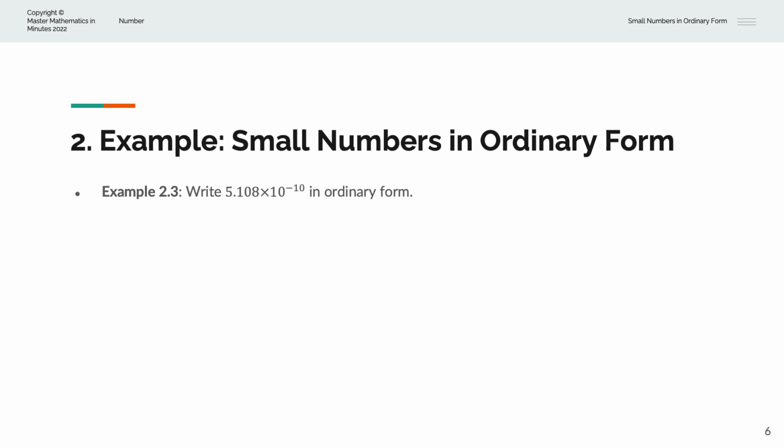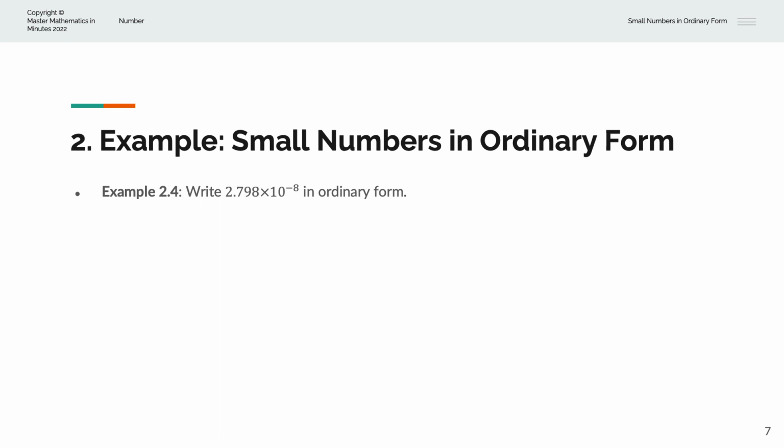In the third example, we're asked to write 5.108 times 10 to the power of minus 10 in ordinary form. So with 5.108 times 10 to the power of minus 10 is equals to 0.0000000005108. So if the decimal is between the digits 5 and 1, multiplying by 10 to the power of minus 10 is where we move the decimal to left by 10 digits. So with 1 and 9 zeros, giving the number as required.